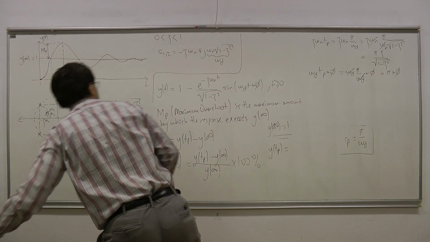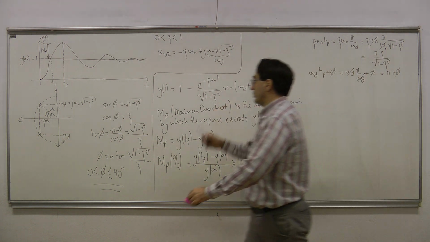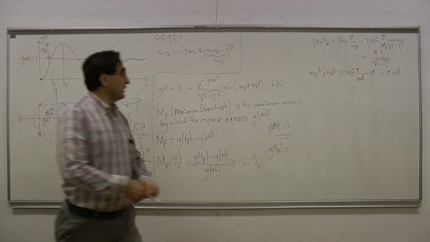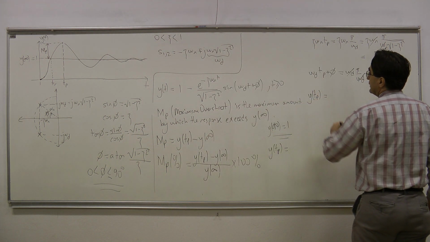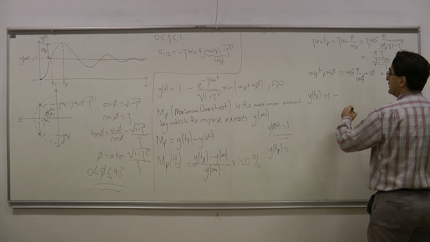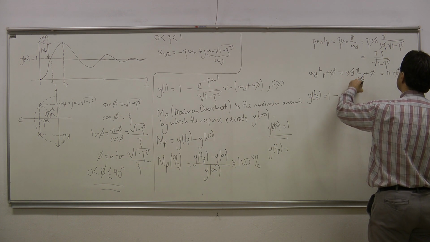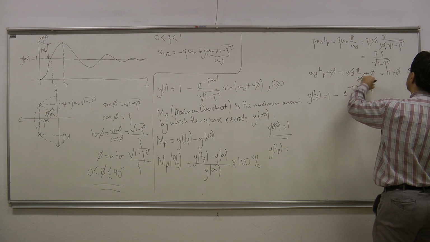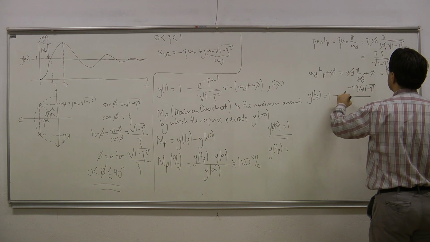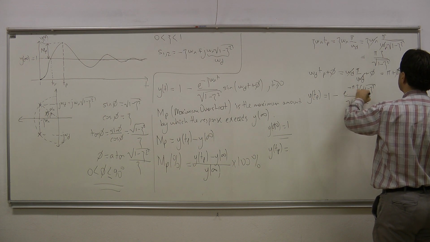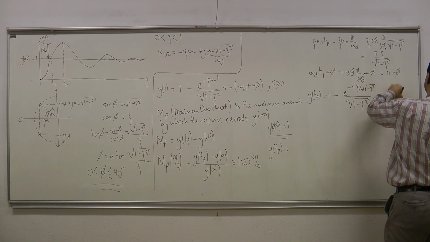Okay? Now I have calculated everything necessary to evaluate the response at Tp, and that is going to give me y of Tp equals 1 minus, so here I would have e to the minus pi psi over square root 1 minus psi square. I have already calculated that. Divided by square root 1 minus psi square, and I would have sine of pi plus phi.